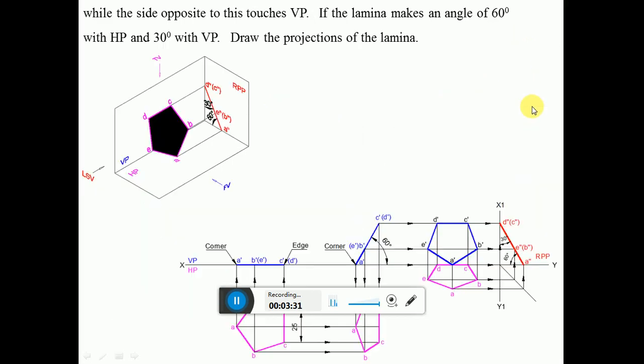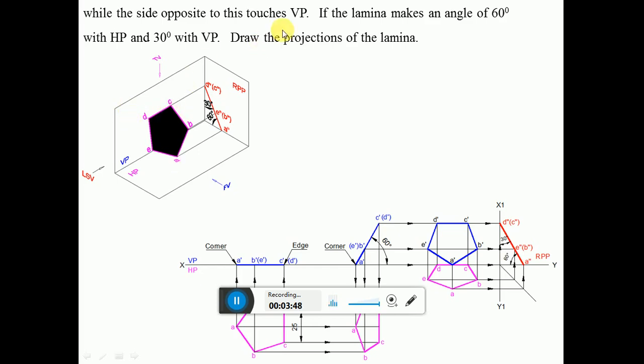Now we will go to the next position. While the side opposite to this touches VP. Which is the side opposite to this? The side opposite to the corner. The corner is this. Which is the side opposite to the corner? The side opposite to the corner is CD.